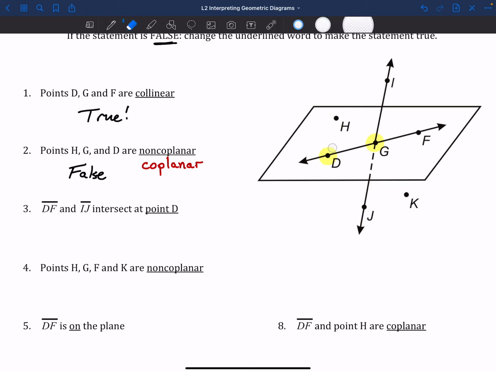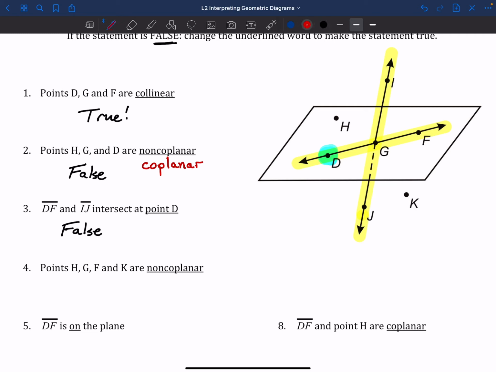Let's try another one out. DF and IJ intersect at point D, right? So DF, this line here, and IJ, that line there, intersect at point D. Actually, it's talking specifically about point D, so you would label or highlight that one. So if I'm looking at those 2 lines that I just highlighted in yellow, and I look at where point D is in blue, something tells me they don't quite cross there. So this one also is going to come out as false.